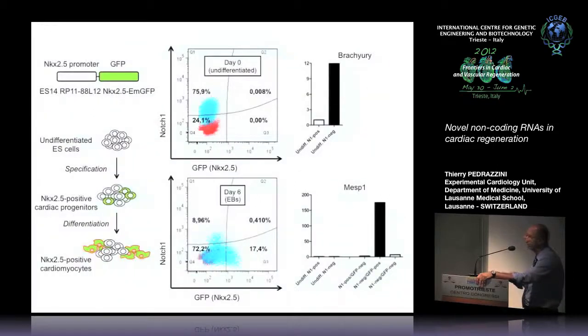Now this is also seen in just wild-type cells. If you use this ES cell line that expresses GFP under control of the NKX2.5 promoter, and you sort for Notch 1 low cells, they already express quite a large amount of brachyury, even in undifferentiated cells that have been maintained in LIF and MEF. And if you look at a later time point in differentiation, you see that the Notch 1 negative cells are the cells that express MESP1 and obviously NKX2.5.